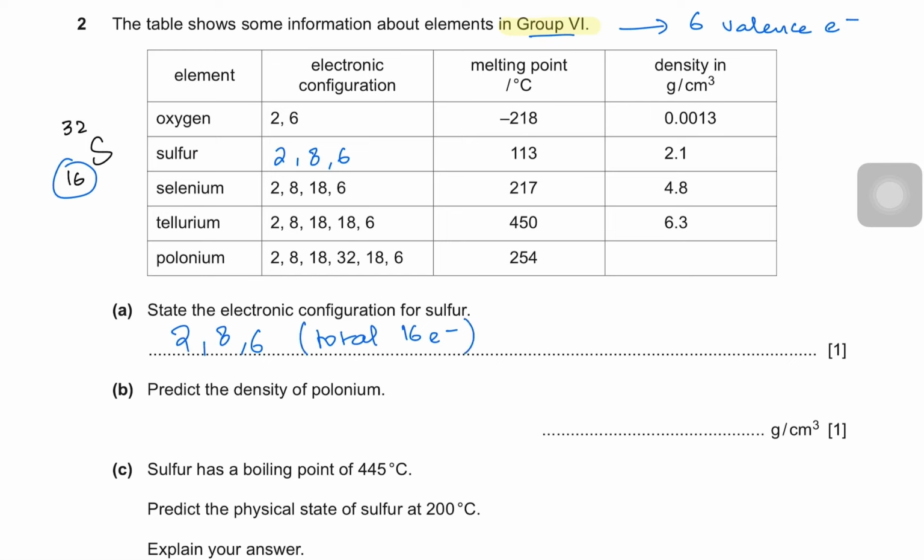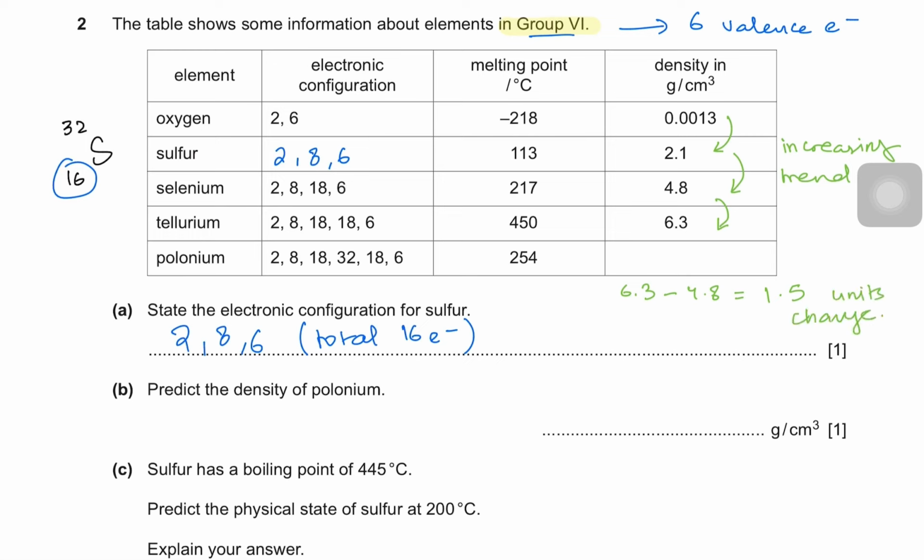Predict the density of polonium. So for the density of polonium, I can see that polonium is at the end, and you can see the trend is basically increasing. You can see the density is increasing each time. So it's showing an increasing trend. I will ask myself, how much has the density changed in the last bracket? So from 6.3 and 4.8, I will calculate that also. The change in density was 6.3 minus 4.8. It was a change of 1.5 units.